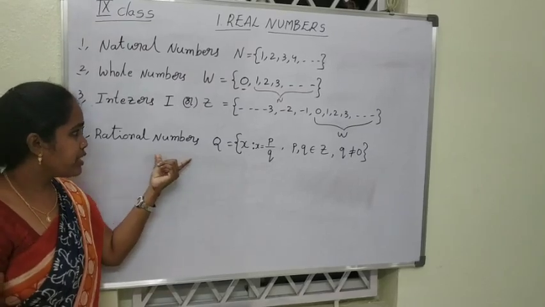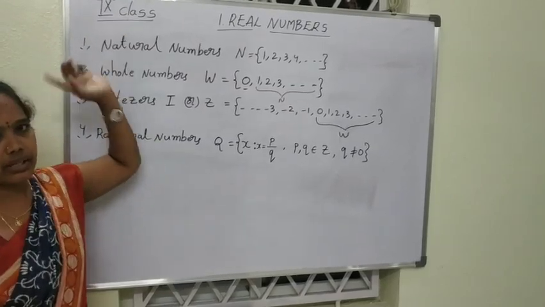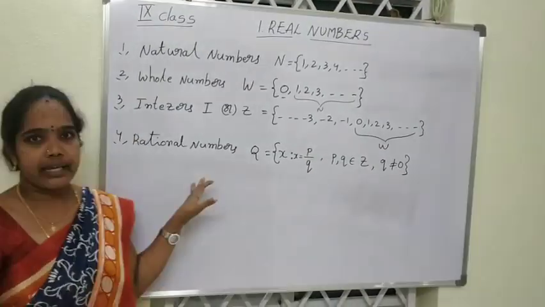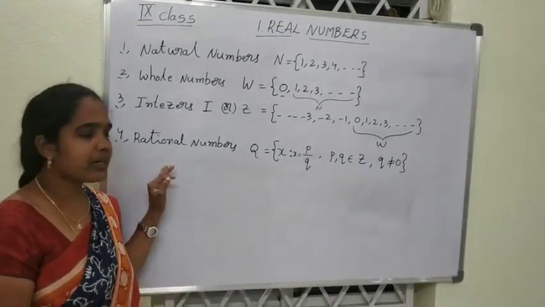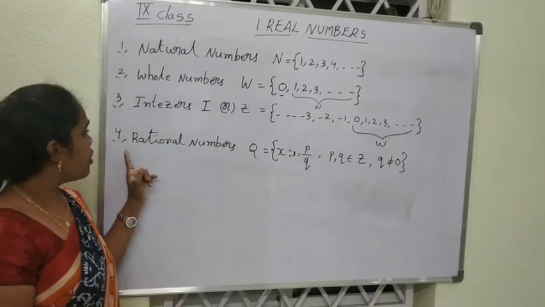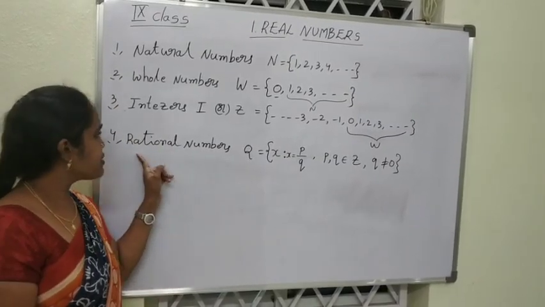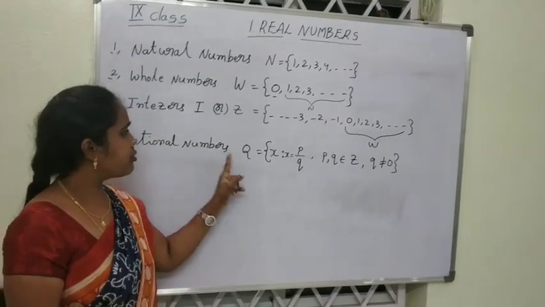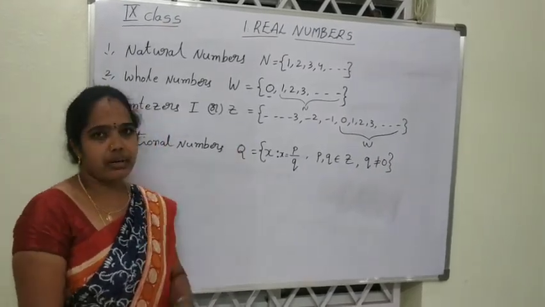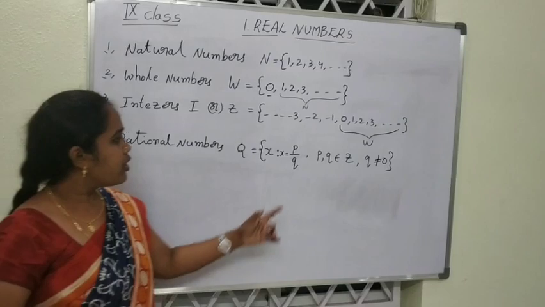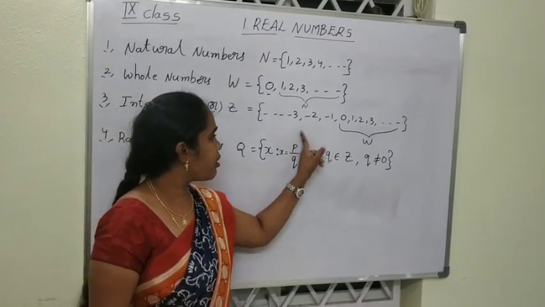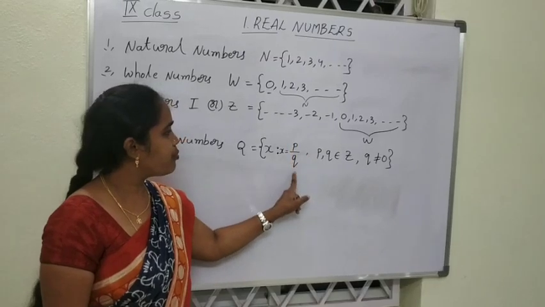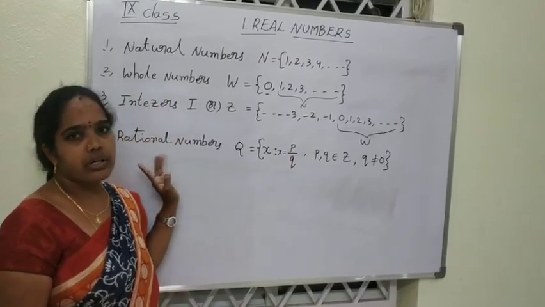Now go for the next number system, rational numbers. Rational numbers we learned in 8th class. Once we recall all the points. Rational numbers are denoted by the letter Q. What are rational numbers? Very simple definition. Numbers which are written in the form of P by Q are called rational numbers.